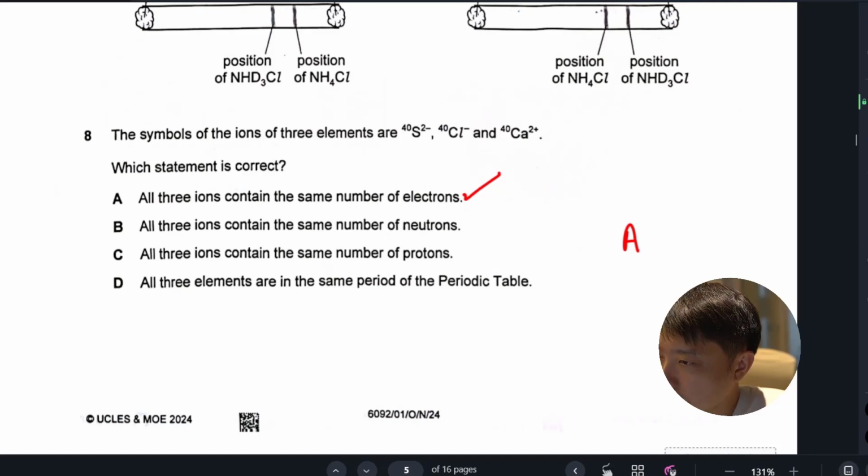Okay, let's pick sulfur, which has 16 neutrons. Compare that with calcium, which has 20 neutrons. So this is wrong already. Fundamentally, C will be wrong because all the elements have different numbers of protons. So that is wrong. D is also wrong because calcium is in period 4. So our answer here is A for question 8.